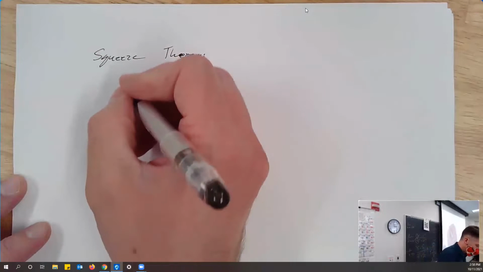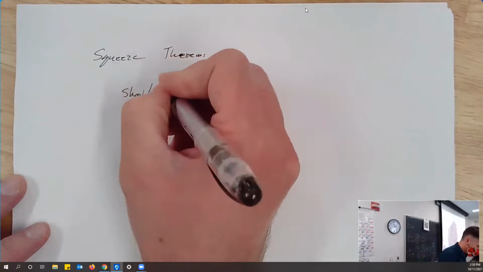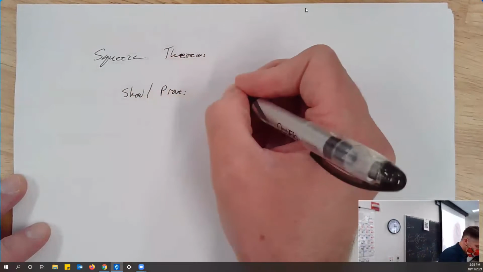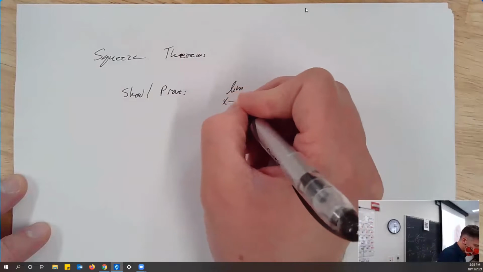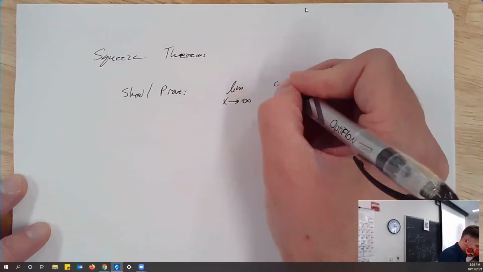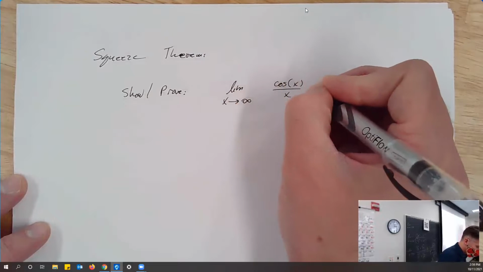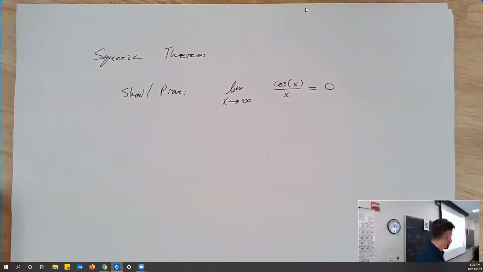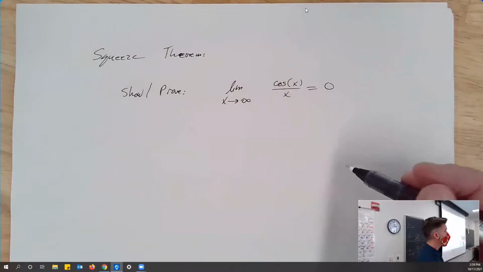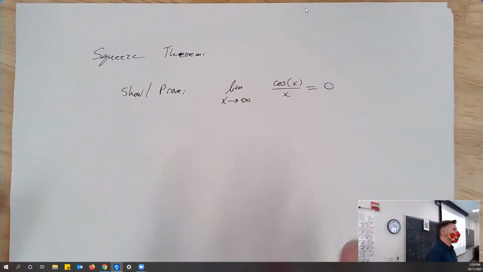Let's say I wanted to show, or prove, however you want to phrase it, that the limit as x goes to infinity of cosine of x over x is equal to 0. This isn't the limit as x goes to 0 of cosine x over x. We know that limit doesn't exist. But this limit is 0. And here's the way you show a lot of limits to infinity involving sine or cosine: by using the squeeze theorem.